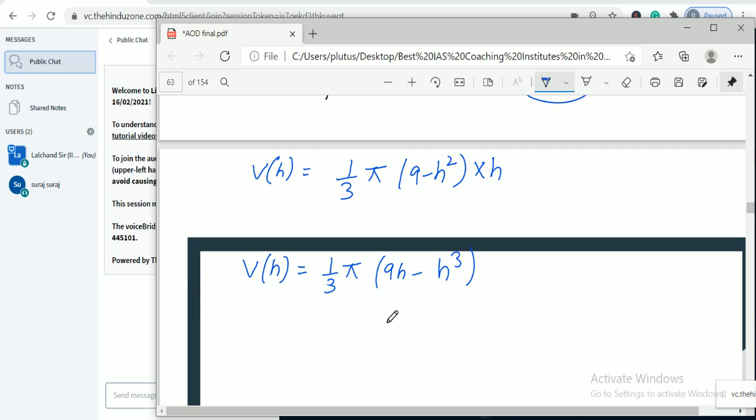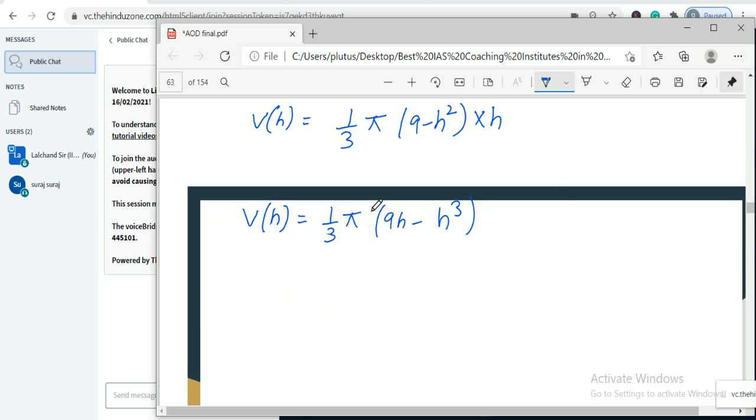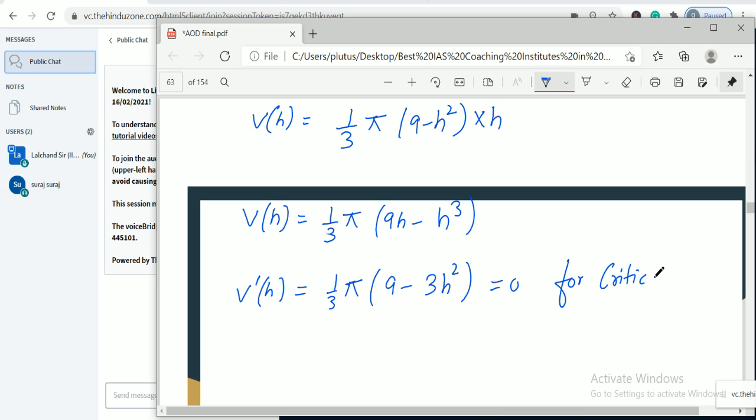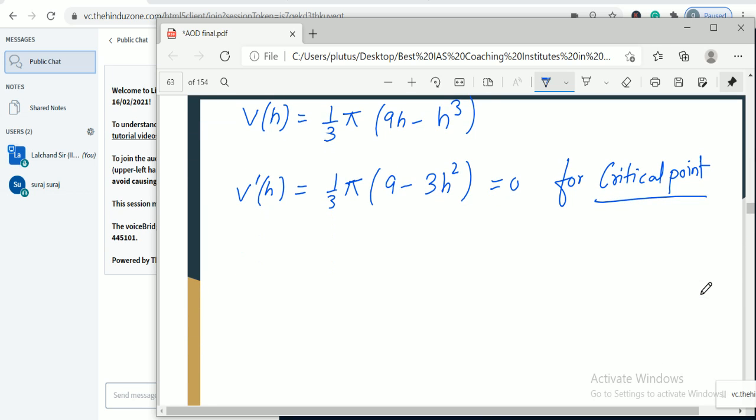For maxima and minima we need to find the critical point. What is a critical point? Where f dash x is 0. So first find f dash x. So v dash, 1 by 3 pi is constant. What is the differentiation of this term? 9 minus 3h square. This should be equal to 0 for the critical point. So what is the value of h? This implies 9 equal to 3h square, so h value is plus minus root 3.